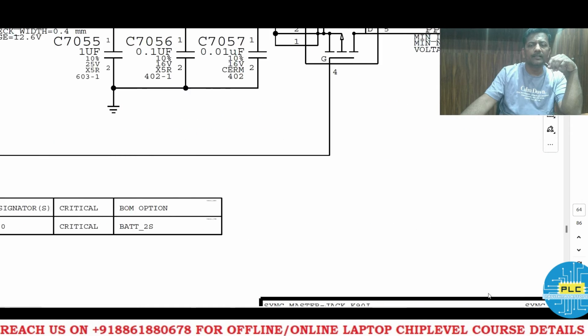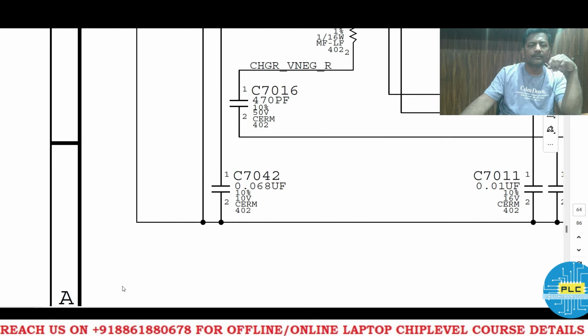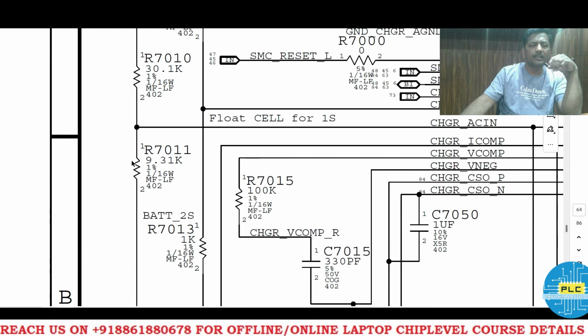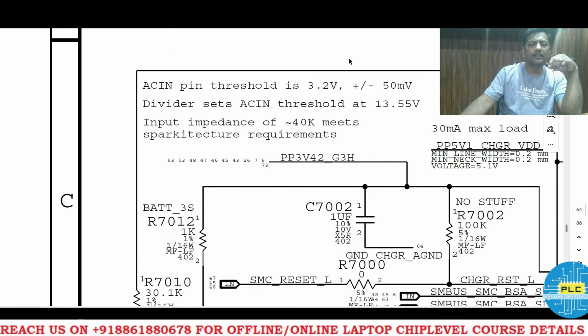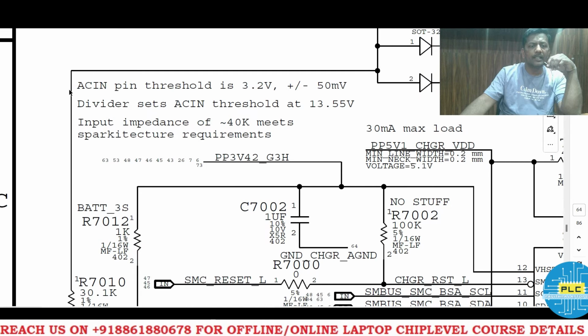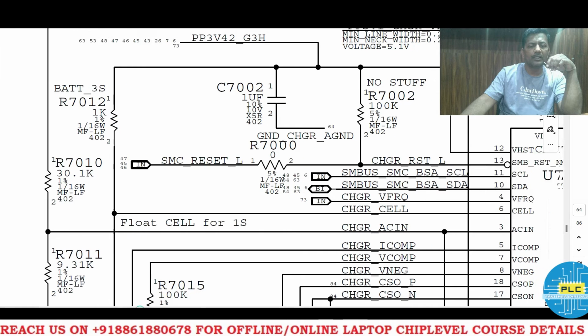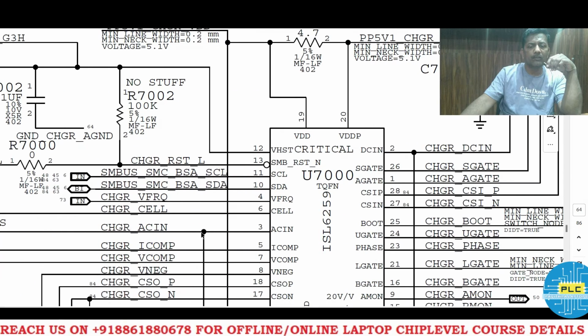Okay? These all are ground. Here is the R2 and here is the R1 and here is the adapter input. Some information has been given here. AC in, actually what we saw, here is the voltage divider output, it's an open drain output for AC in.